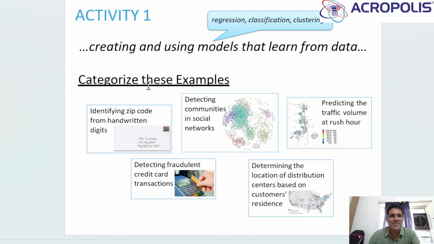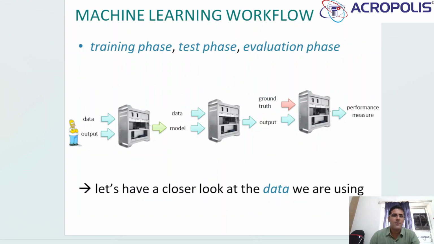This is one of the activities we have already gone through. We are going to summarize this, categorizing these examples based on regression, classification, and clustering. The machine learning workflow basically divides into three tasks: training phase, test phase, and evaluation phase, right? First we have the data and output. We feed this to the machine. The machine will create a model, which trains itself on the data that we provide.